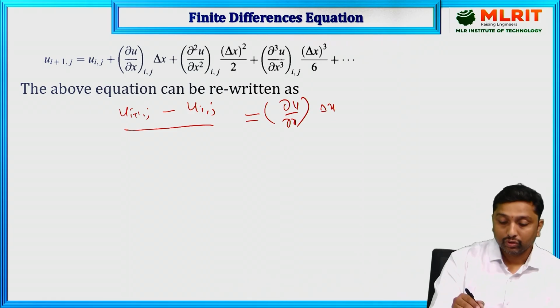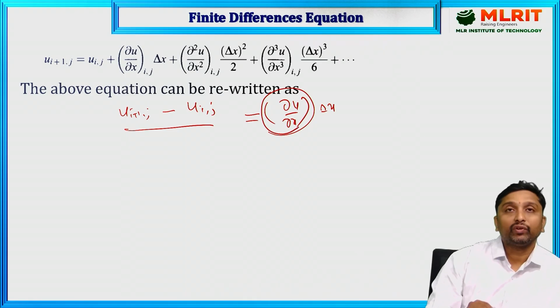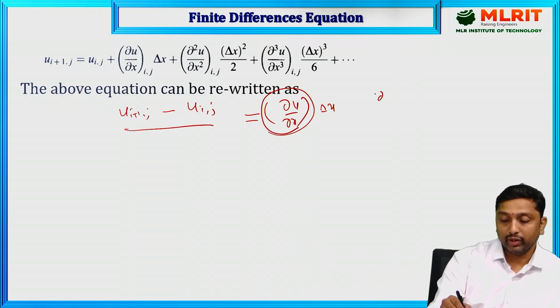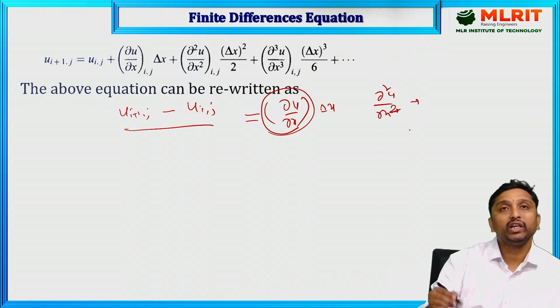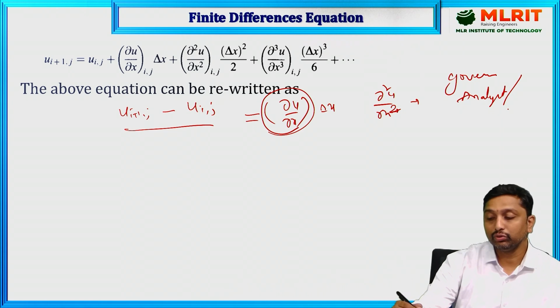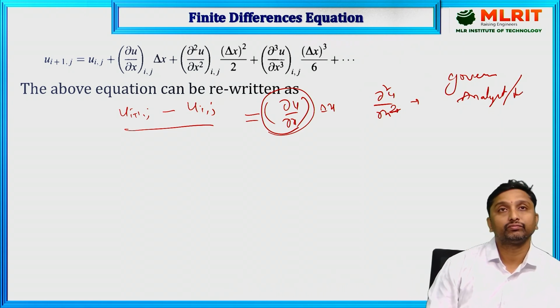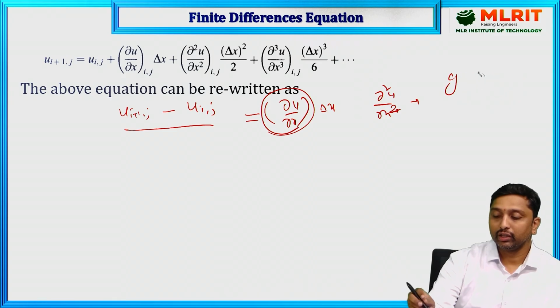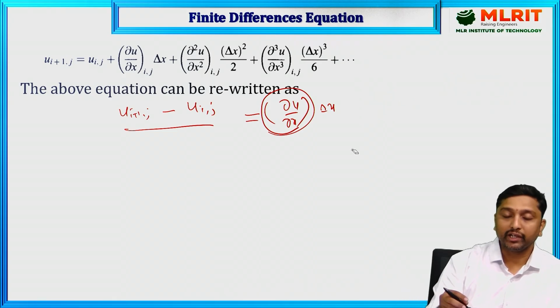Now the purpose of finding dou u by dou x or dou square u by dou x square is to rewrite the governing equations, which are in analytical form, as analogous discrete ones. So I need to represent them as algebraic equations, and for that I am converting them and rewriting them.